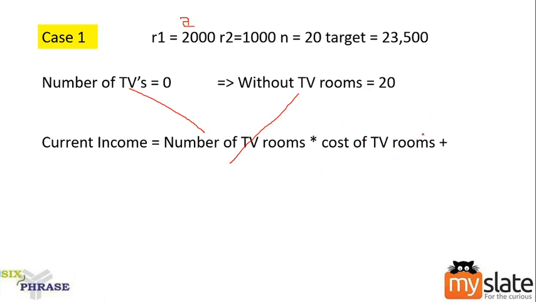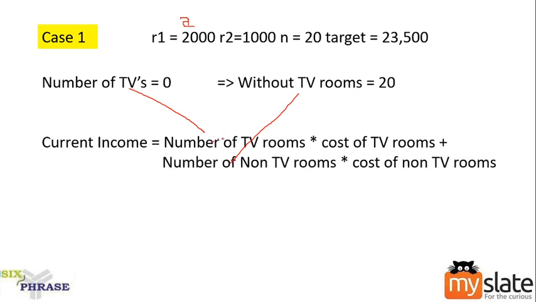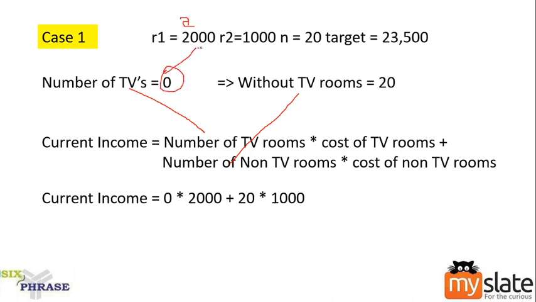Along with the TV rooms, you should consider non-TV rooms also. So consider number of non-TV rooms into its corresponding cost. Is it clear? TV rooms into cost. This will give the overall income from TV rooms plus overall income from non-TV rooms. Add both the values. So we'll substitute it here. You'll have it as 0 into 2000. Number of TVs is 0 and its rate is 2000. Okay. Non-TV rooms is 20 and its rate is 1000. Substituted in the equation, your answer will be 20,000.